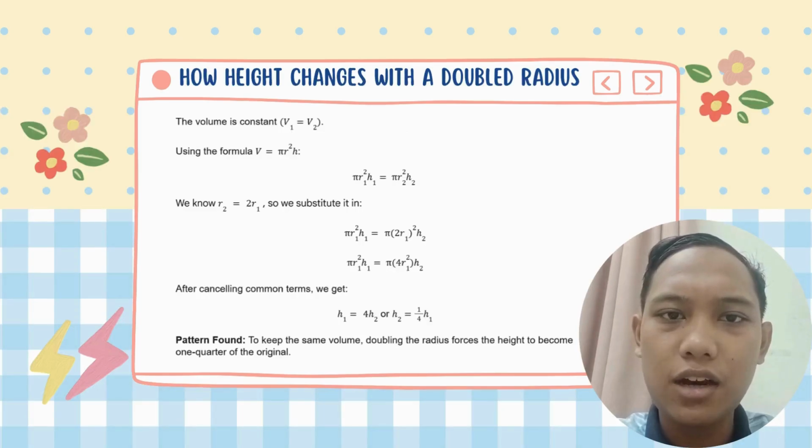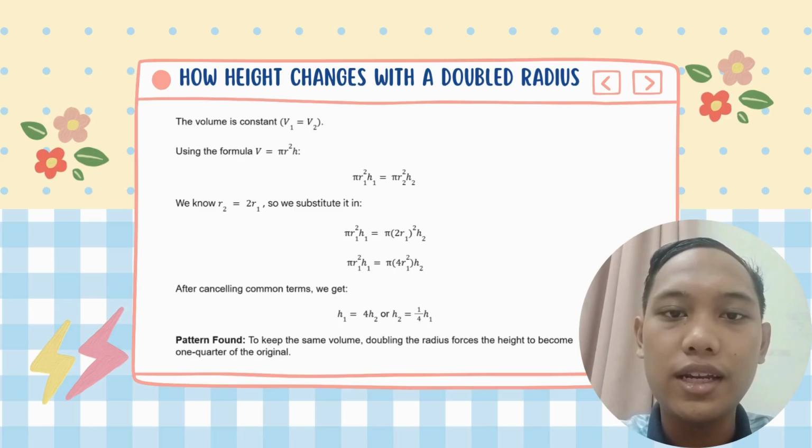Alright, let's carry out the plan. First, we need to find the pattern for the height. The problem states that the volume is constant, which means V1 equals V2. The formula for a cylinder's volume is V equals pi r squared h. So we can write the equation pi r1 squared h1 equals pi r2 squared h2.